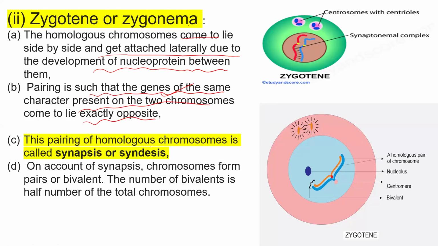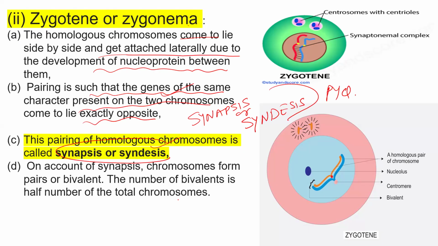The pairing of homologous chromosomes is called synapsis, and an important point: synapsis is also known as syndesis. Again, it is a PYQ. On account of synapsis, chromosomes form pairs or bivalents. The number of bivalents is half the number of total chromosomes, the haploid number of chromosomes from both parents.